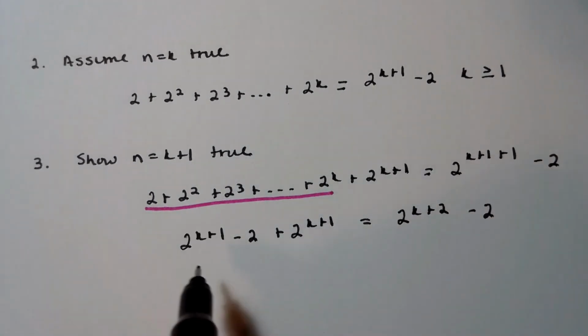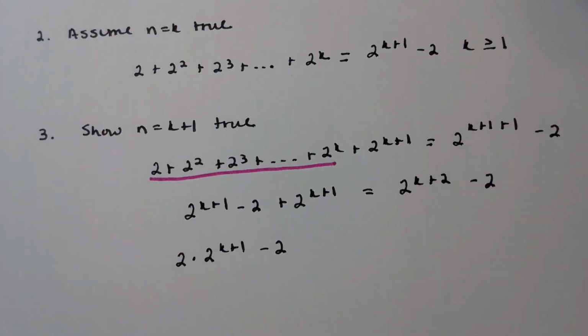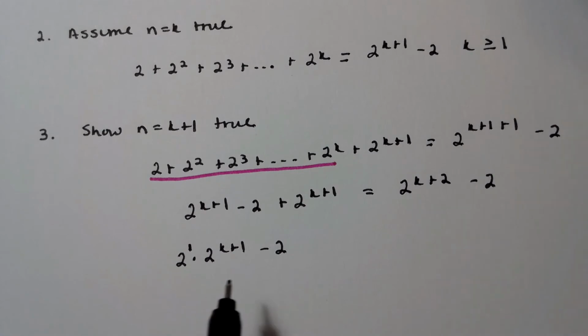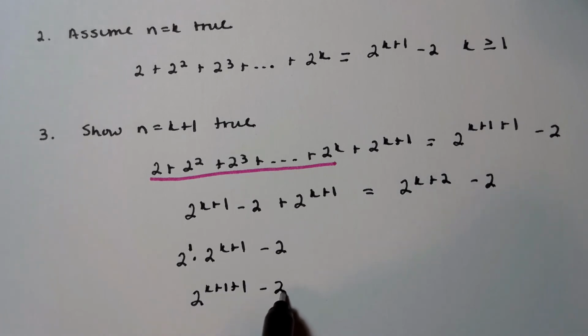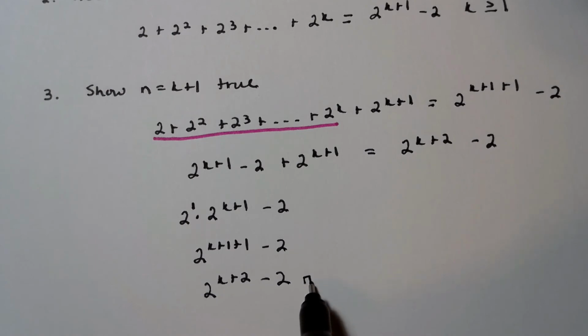So, but I can say there's 2 of them, so it's 2 times 2 to the k plus 1 minus 2. And again, my goal is to get the left-hand side to look like the right-hand side. Well, I'm just going to remember that there's a 1 here, and the bases are the same. And if the bases are the same, then that means I can add the exponent. So I can write this as 1 base, 2 to the k plus 1 minus 2, which is 2 to the k plus 2 minus 2. And now the left-hand side definitely looks like the right-hand side, so I've done that.